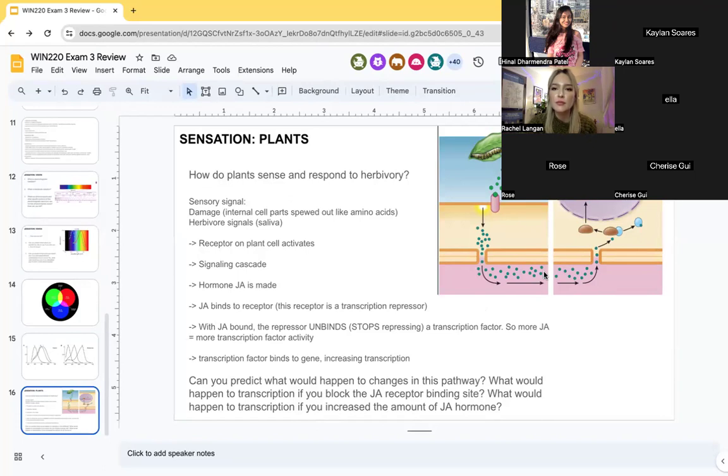Can this be altered in any way? Like, can there be mutations here? For example, what if the channels between cells were blocked? What would that do? That would just keep the signal local. That makes sense.